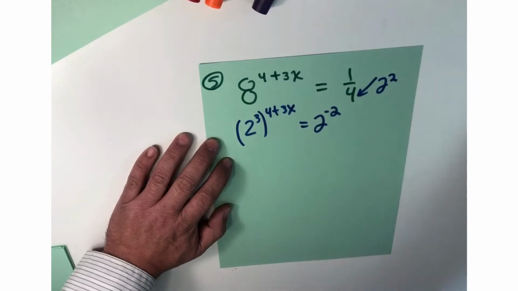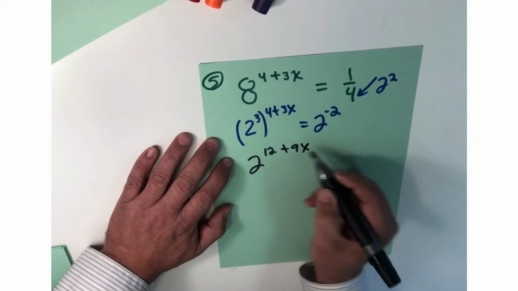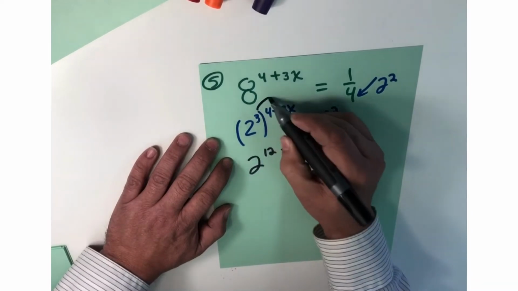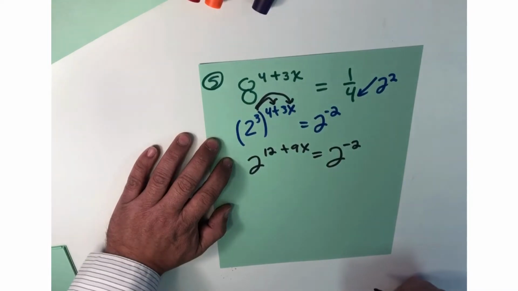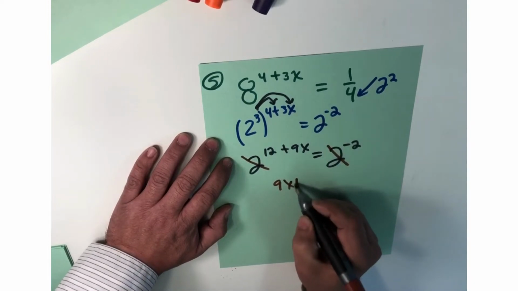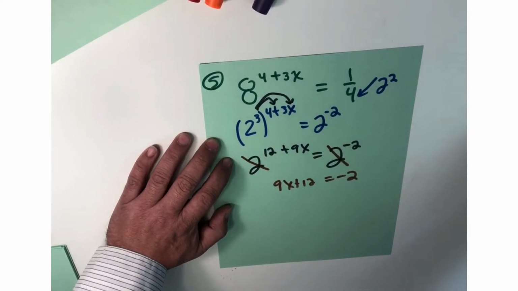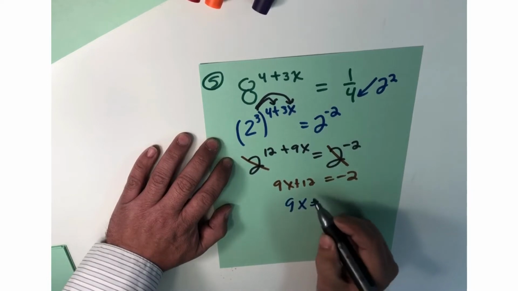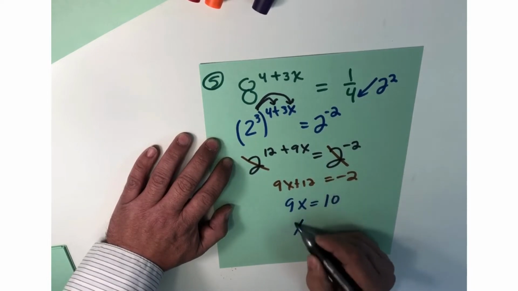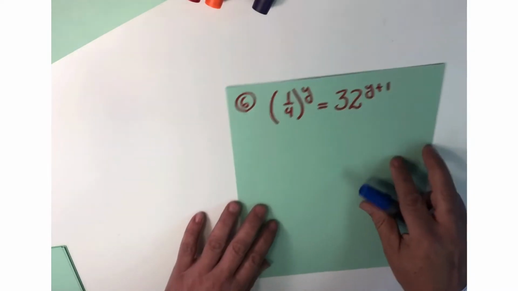Once again, I'm going to use the power rule here, and I'm going to end up with 2 to the 12 plus 9x is equal to 2 to the negative 2. Again, why? Because I distribute, right? There they are. That's what I was looking for. Yep, they go away, and therefore 9x plus 12 is equal to negative 2. When I move the 12 over to the other side, I will get 9x is equal to negative 14, and so therefore x is equal to another wonderful fraction, negative 14 over 9. That is 5. Couple more of these.